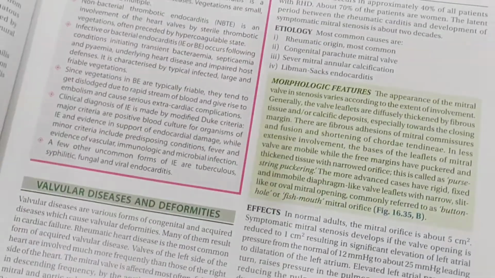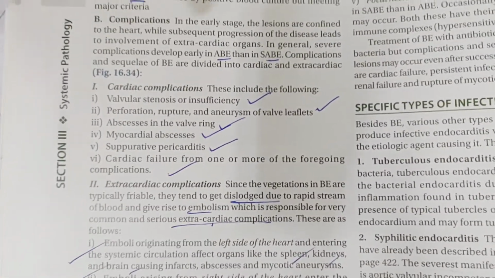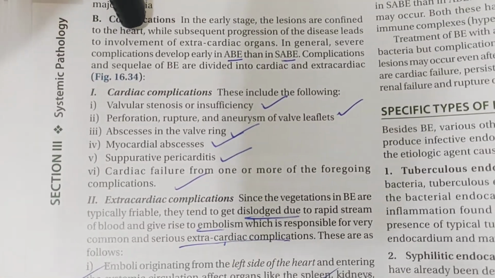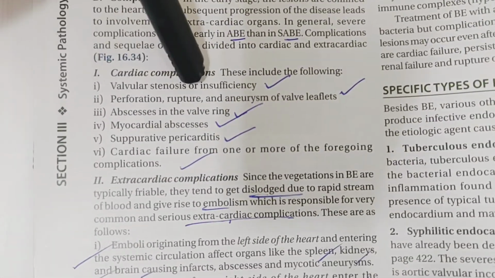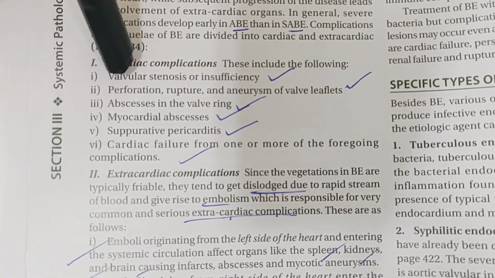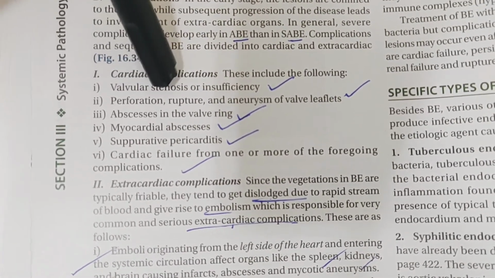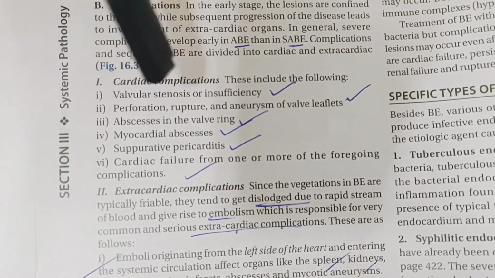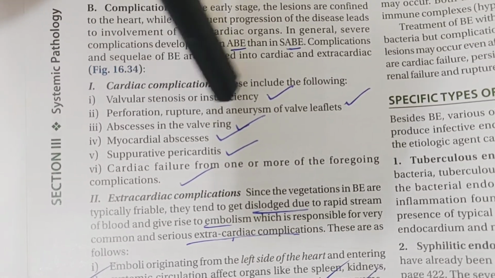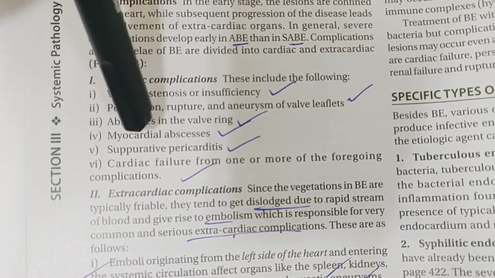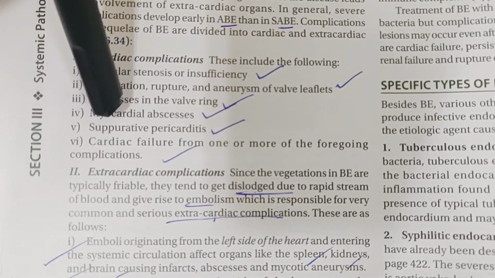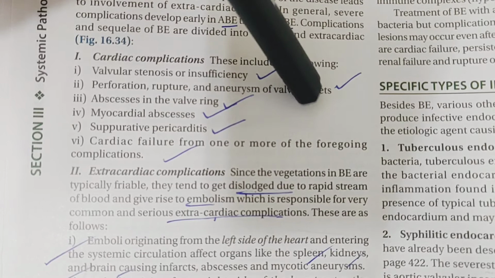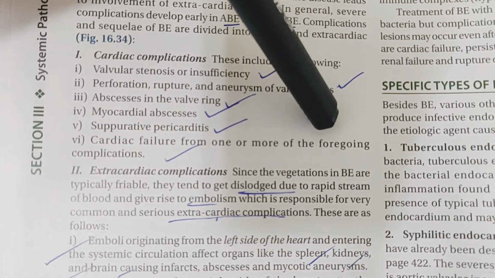And when we come to the complications of infective endocarditis, there are cardiac complications and extracardiac complications. In cardiac complications, they may include valvular stenosis or insufficiency due to vegetation formation. There is fibrosis and necrosis also. So it can cause perforation, rupture, aneurysm of the valve leaflets, and abscess of the valvular ring. These three are almost related, and it can also cause myocardial abscess whenever this infection spreads through the myocardium.